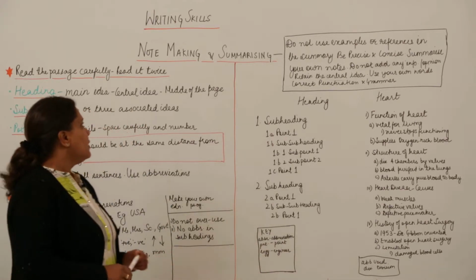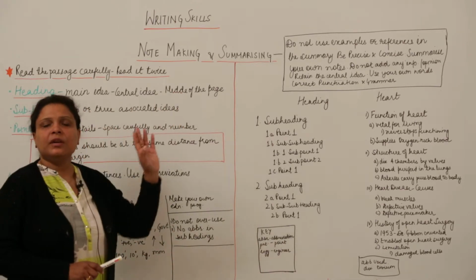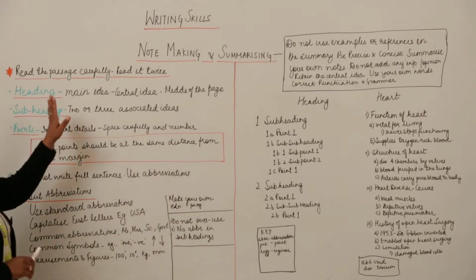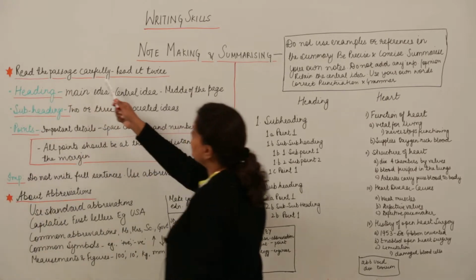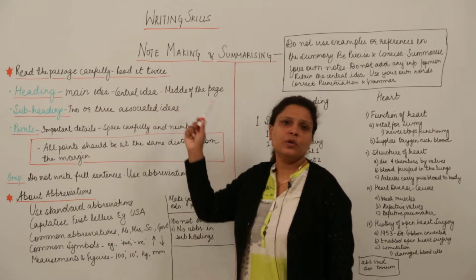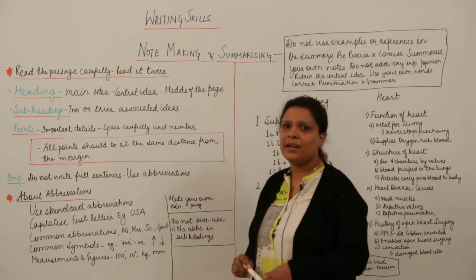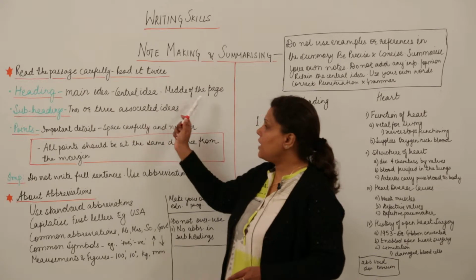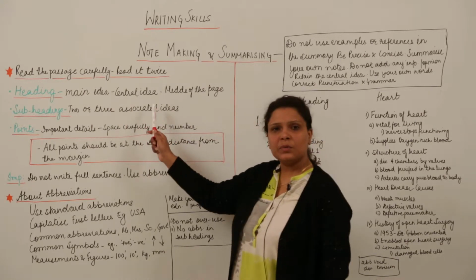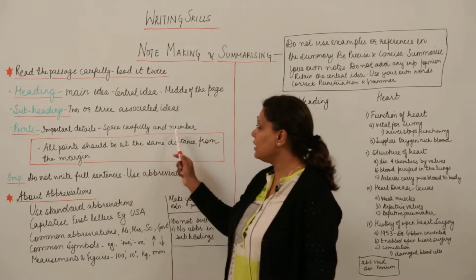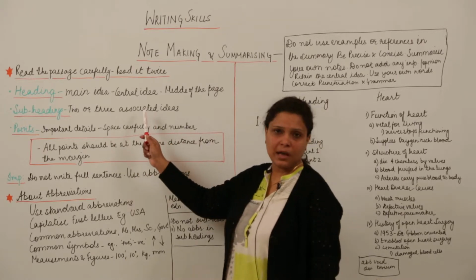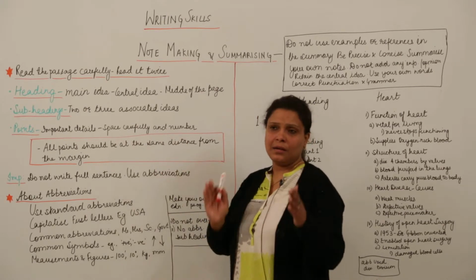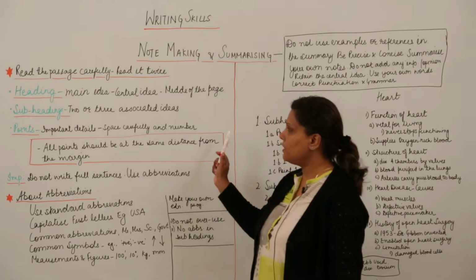Let's start it. Note making and summarizing is a question in your first section, section 1. First of all, you must read the passage very carefully. I suggest that you should read it twice, and while you are reading it, please in the rough section identify the main idea, 2 or 3 associated ideas with the main idea and the important details specific to the associated ideas. And you should space the notes carefully and number them properly.